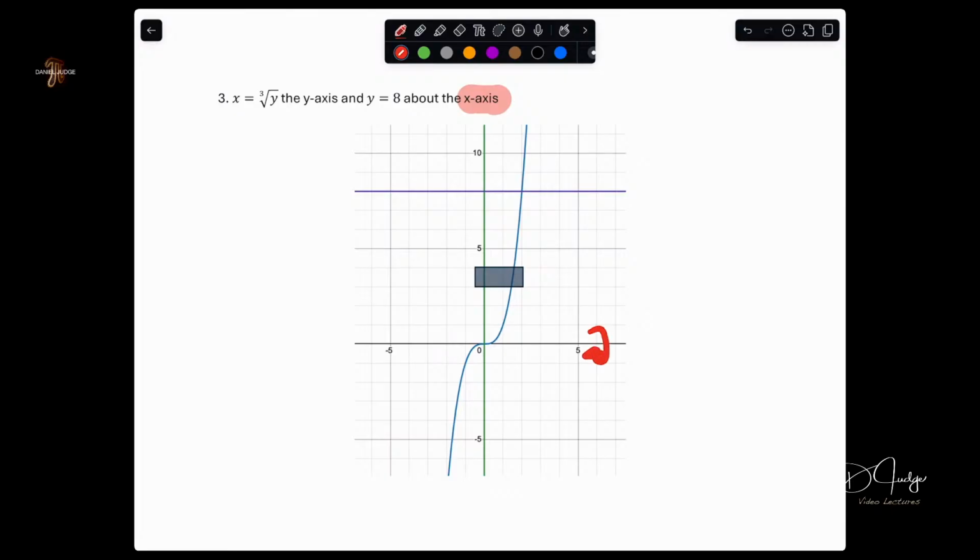Okay, the bounded region. Notice what they gave. They gave the curve x equals the cube root of y, and that's in blue. They told us the region is the y-axis. That's right in here, the y-axis. All right, the line y is 8. This is in purple. This is the line y is 8, by the way.